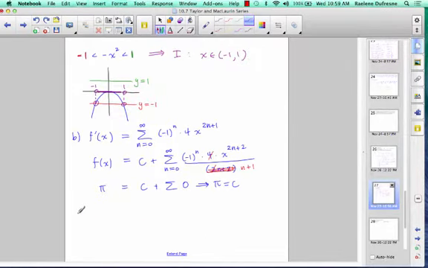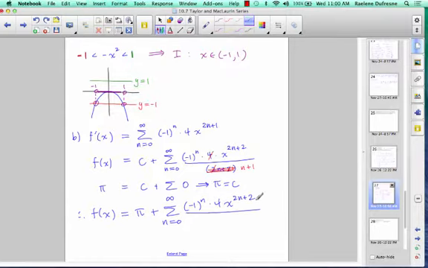And so as a result, we have that f of x is equal to pi plus the sum from n equals 0 to infinity of negative 1 to the n times 4 times x to the 2n plus 2, all divided by n plus 1. And the last thing we want to note is the interval of convergence, which, since we have the antiderivative of a previous series, we have the same interval of convergence, negative 1 to 1.